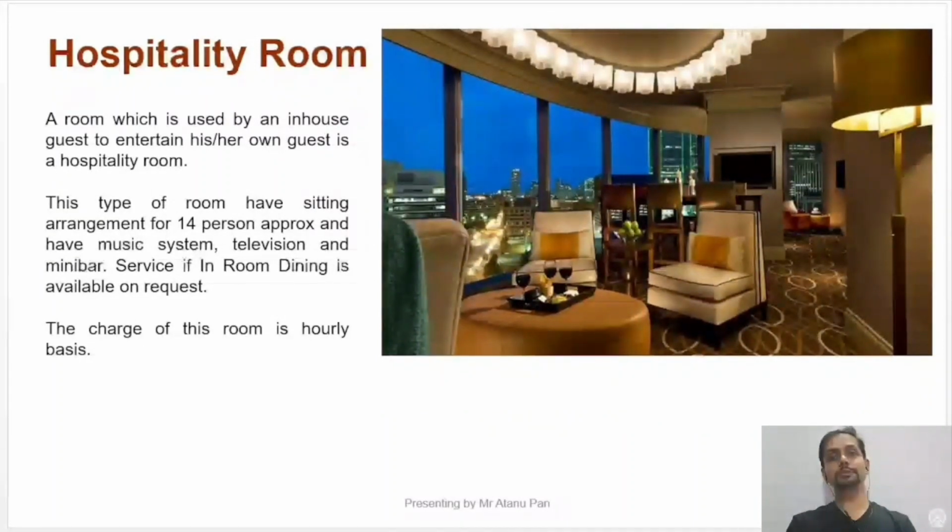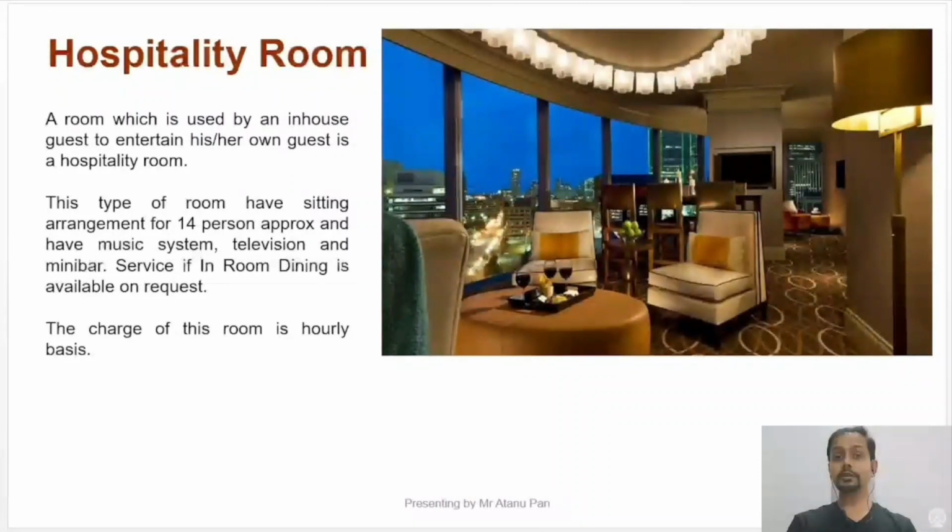Next, we have the hospitality room. Before going to the definition, I'd like to give one example. Suppose you are the guest and you went to a city and you booked a room. During your stay, you want to organize a small party for your friends who are staying in that particular city. Maybe you don't have a huge number of guests, maybe a very small number, like 10 to 14 guests will be coming to attend your party. Now, to conduct the party for 14-15 members, you do not need a banquet hall because that will be highly costing. It will cost high for you.